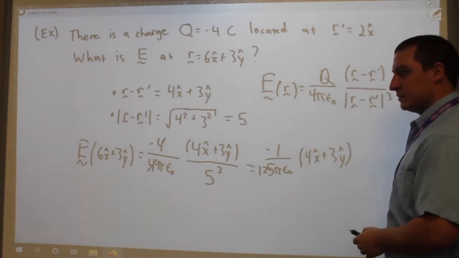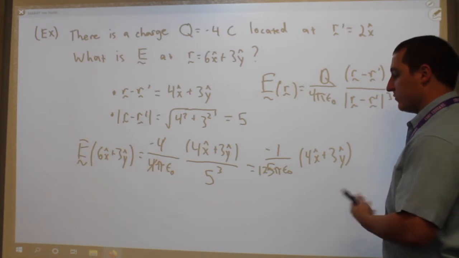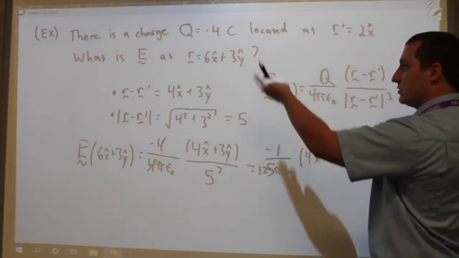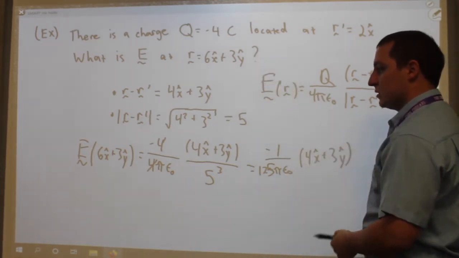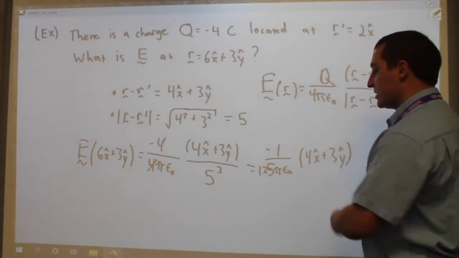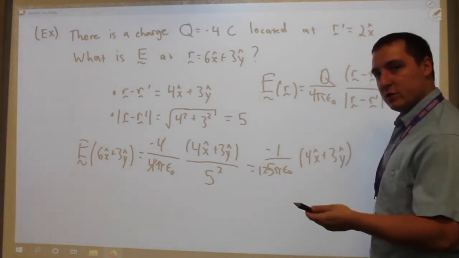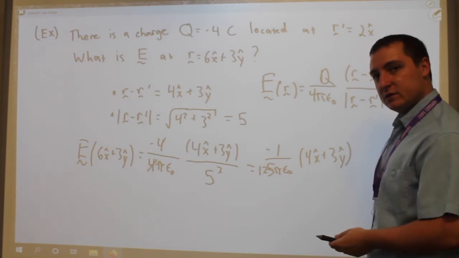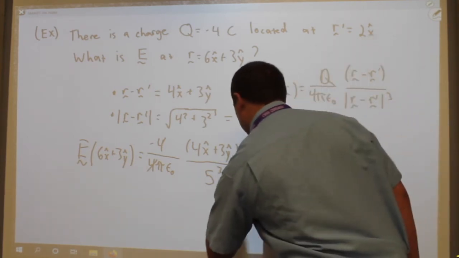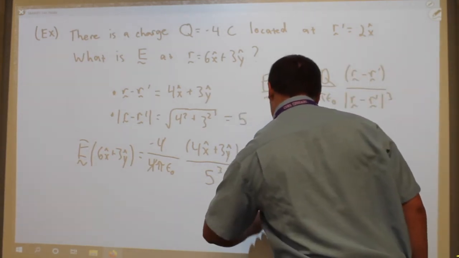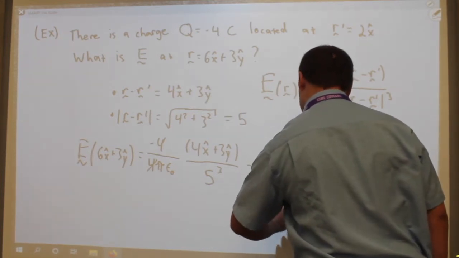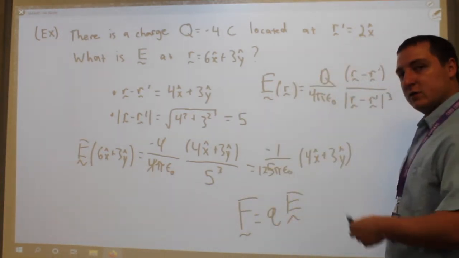And if I want to know whatever force this charge of negative 4 coulombs puts on some second charge, I just have to multiply by whatever the charge of that second object is. Remember, to get the force, you multiply the charge of the second object times the electric field at wherever it's located.